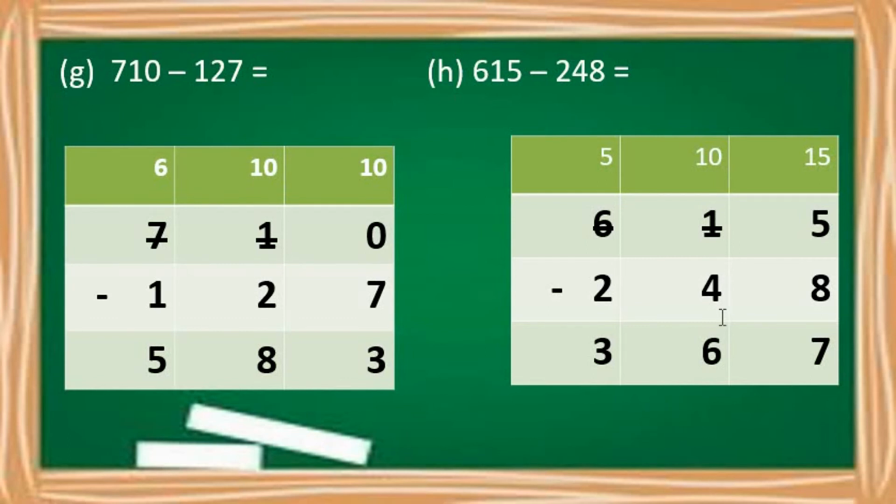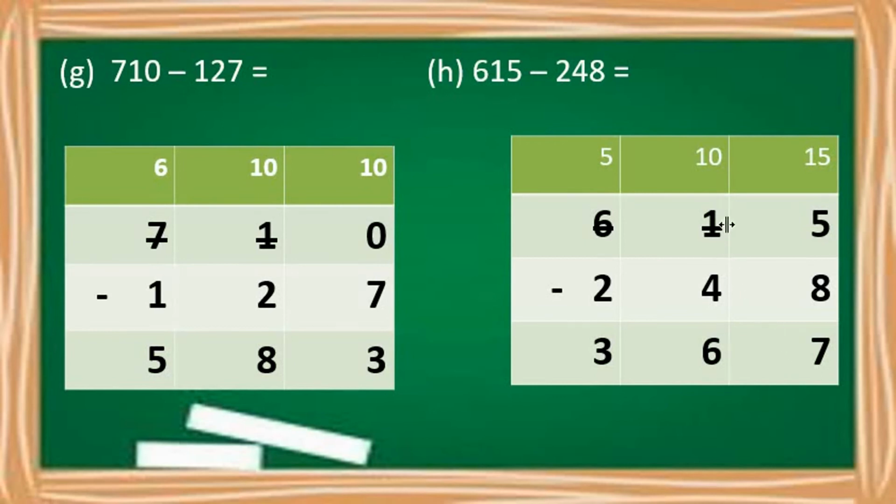615 minus 248. So 5 minus 8. Is this possible, all students? No, this is not possible. So what can we do that time? 10 plus 5, so how many? 15. 15 minus 8. So 7. 15 minus 8 is equal to 7.